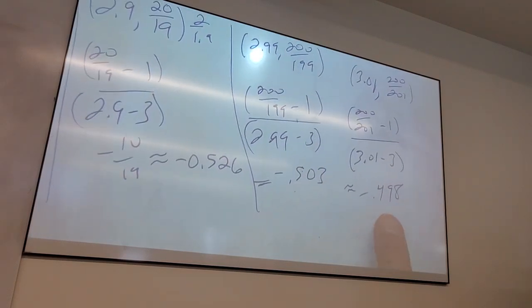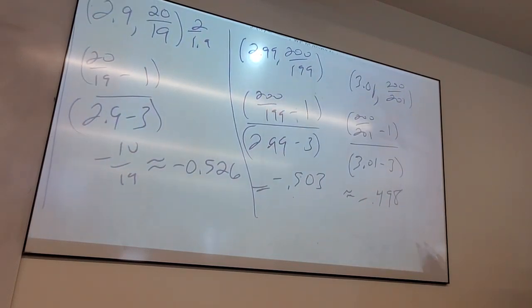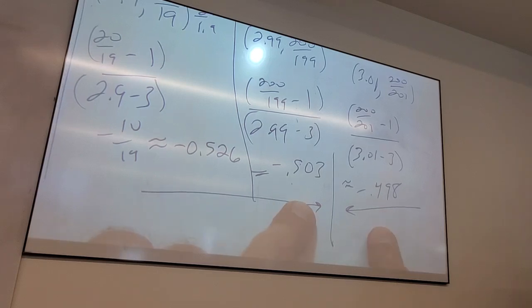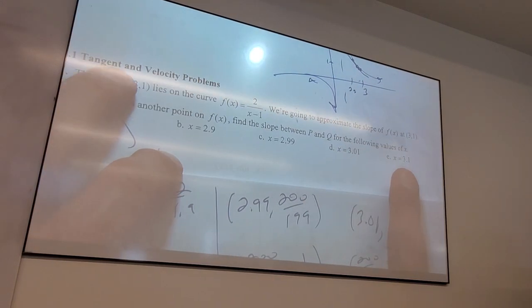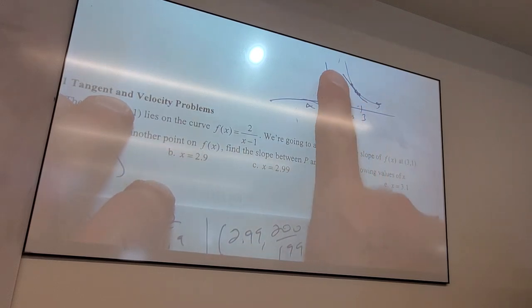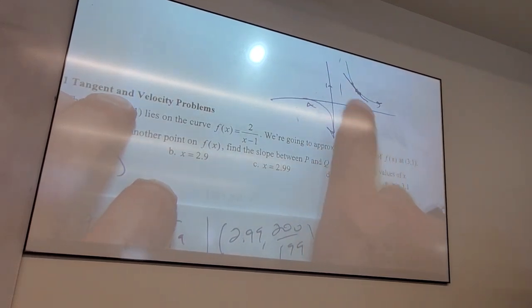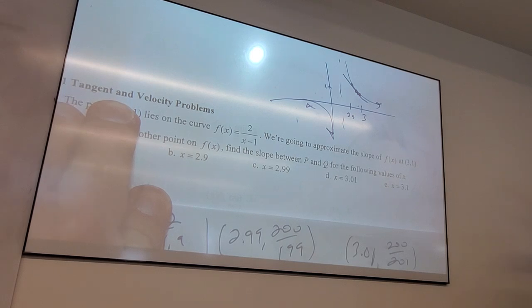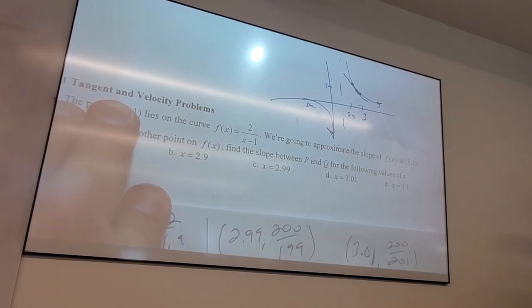So this is kind of reinforcing our thought, right? I'm going from this side and from this side, and it looks like from both sides it's approaching -0.5. So what we just figured out is that at the point (3, 1) on this graph, the slope is roughly -1/2. If I drew a line at that point on a much better picture of it, the slope would be -1/2.